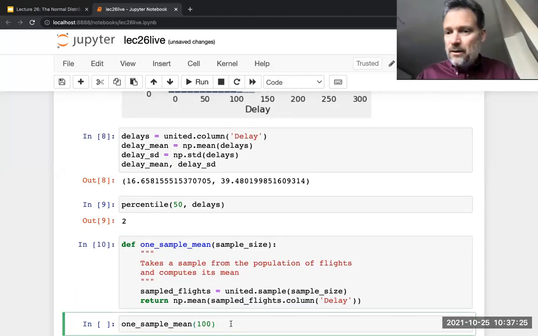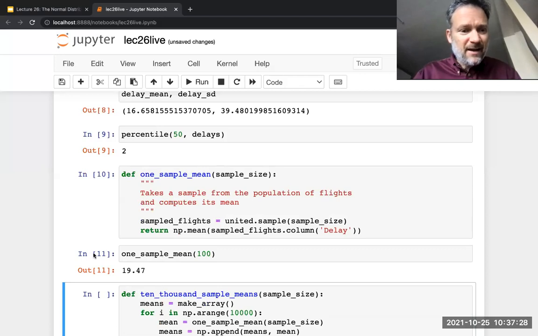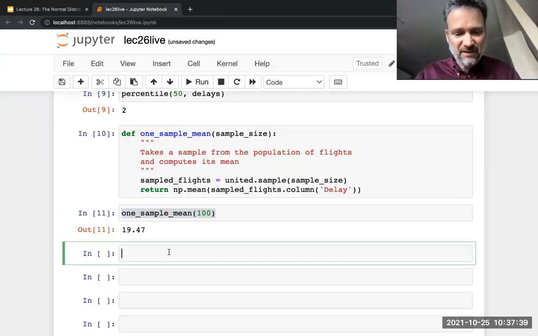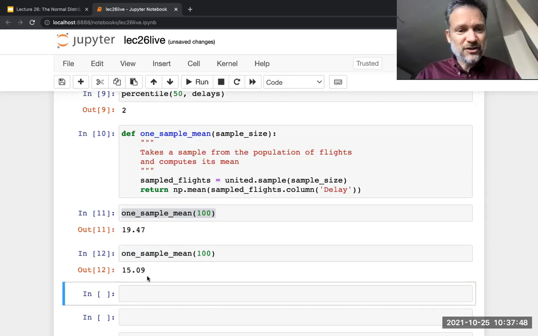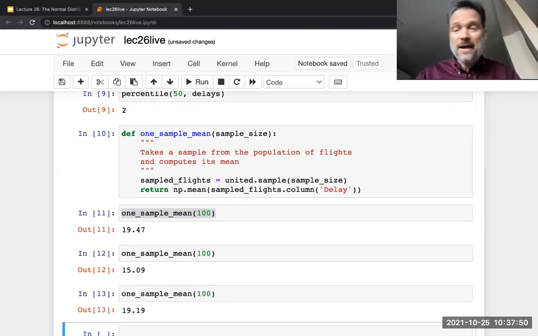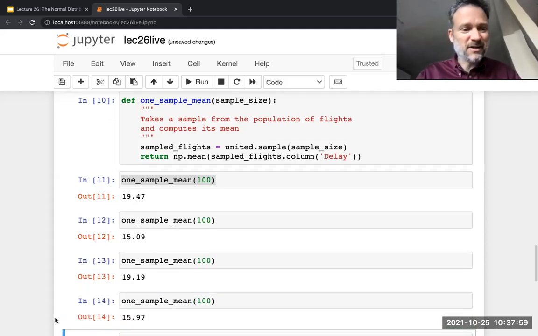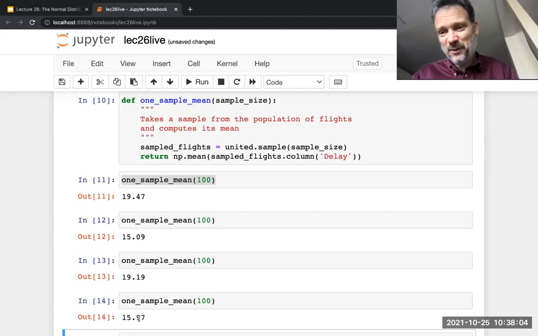Here I have run this process once to get a sample, and the average flight delay in that sample was 19.47. I could get another 100 flights sampled at random. And in that sample, the average delay was 15. And here's another one where the average in this third sample was about 19. So I could keep generating more and more samples and compute the mean delay of each of those samples. Now it was about 16 for this fourth sample.